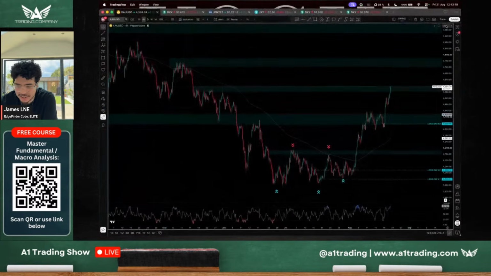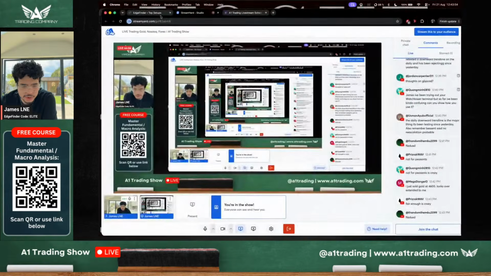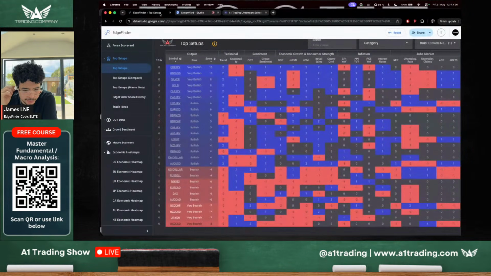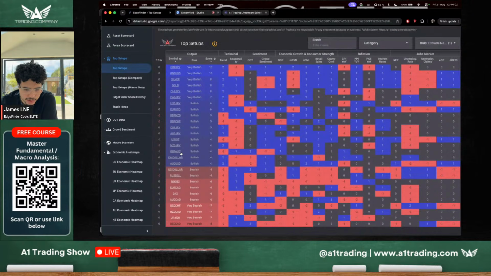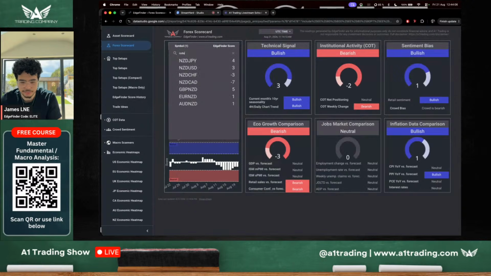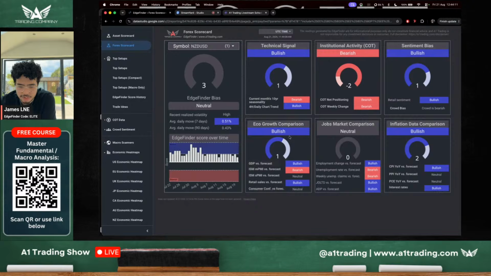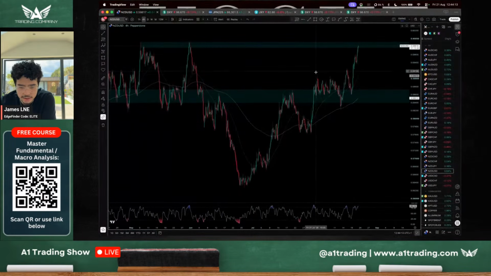New Zealand US dollar. Okay. Actually, let's just see. What does the edge finder have? I don't think we have a New Zealand US dollar reading, do we? Okay, so let's have a look at the scorecard and see exactly what's going on. Yeah, score of 3. Yeah, not meaningful by any means. And again, I think we already looked at this market.